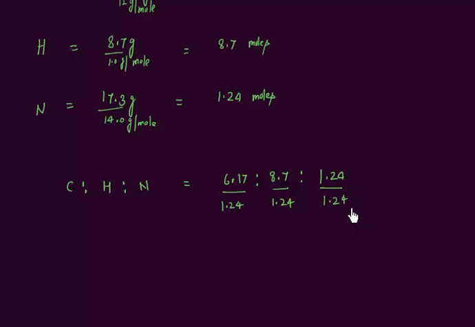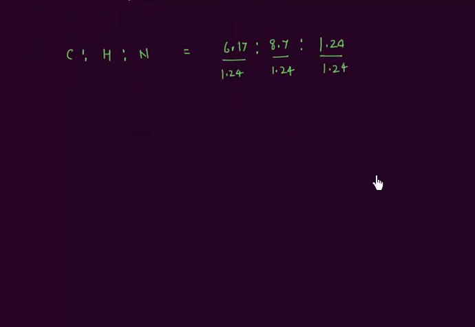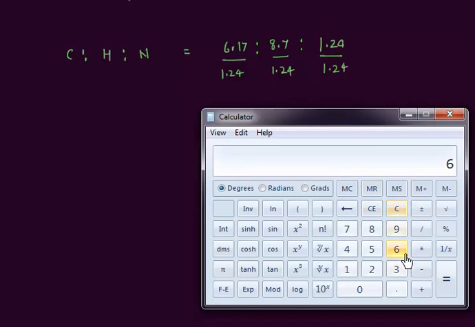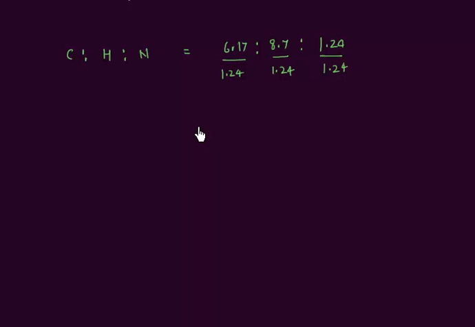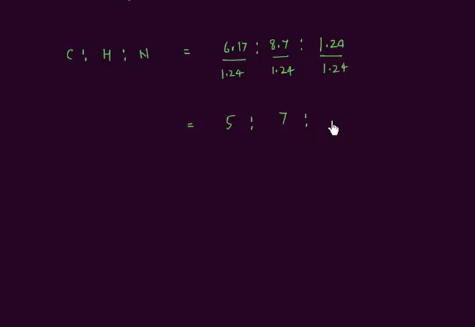Here we have 1.24. Well, now we use the calculator for the division, and we divide 6.17 by 1.24, and the value we get, we can round out this figure. 4.97 is given here. We can round out this figure, and the approximate value we get 5. Here we have 5, and 8.7 is divided by 1.24 and the value we get 7, and obviously we get 1 here.